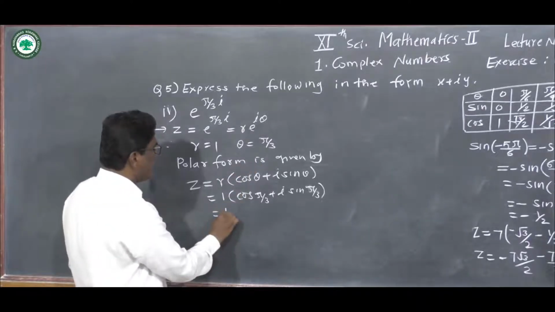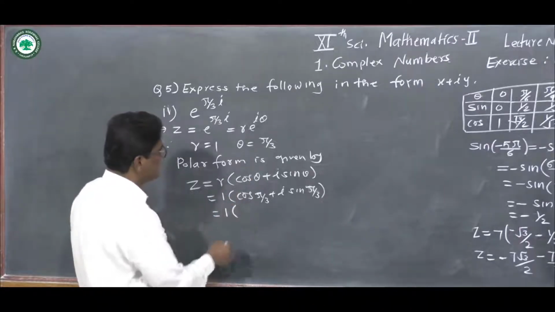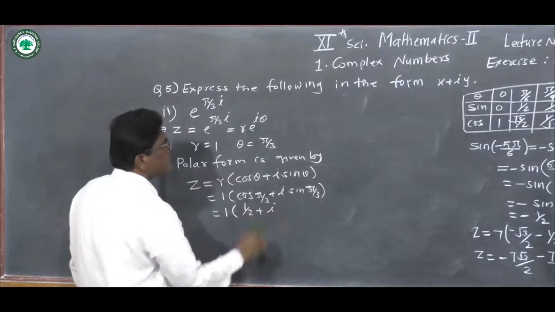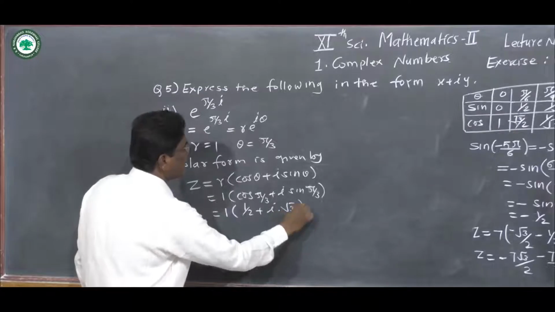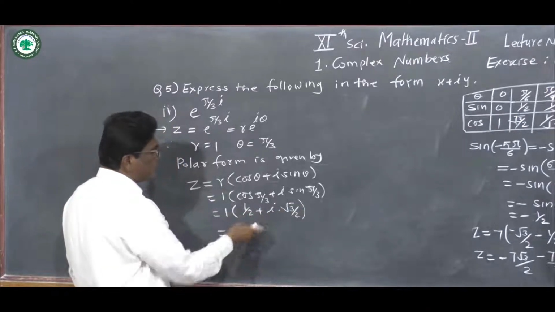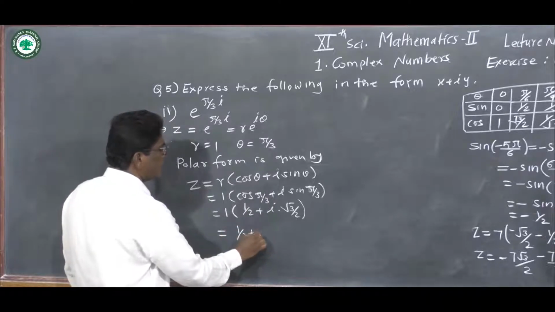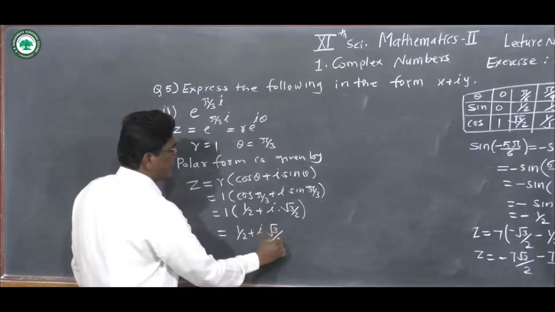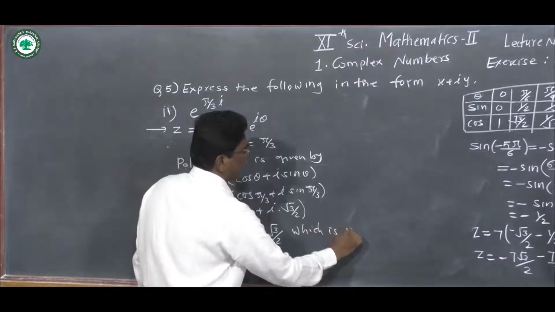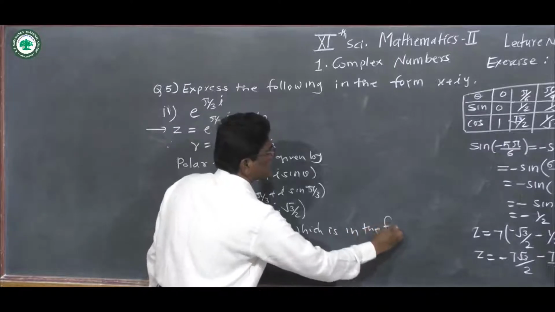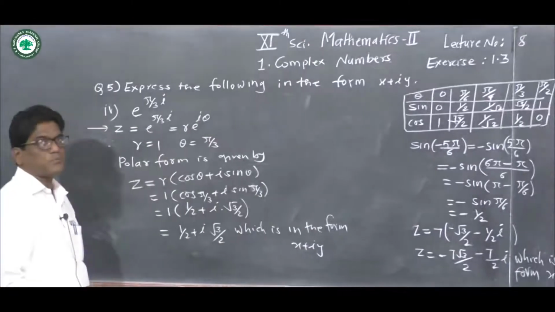So we get here 1 into cos of pi by 3. Cos of pi by 3 is 1/2, plus i sin of pi by 3 is root 3 by 2. When we multiply by 1 it is the same, that is 1/2 plus i into root 3 divided by 2, which is in the form x plus iy. So this is the solution of the fourth problem.